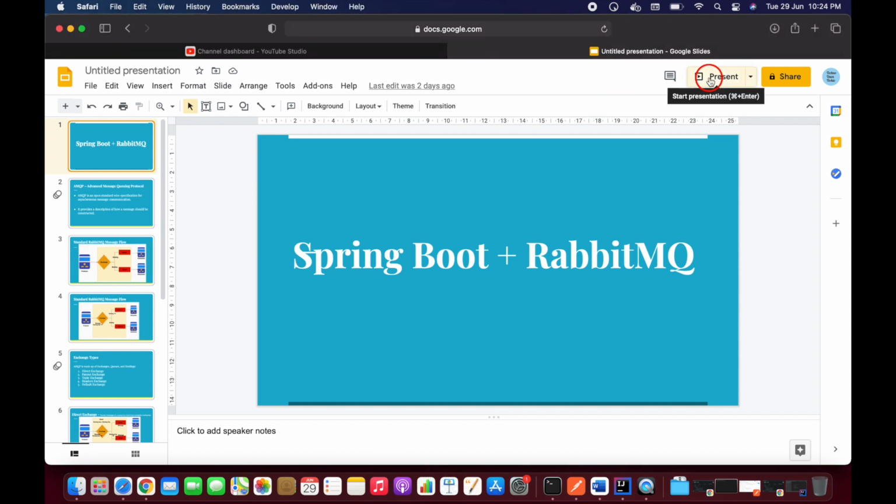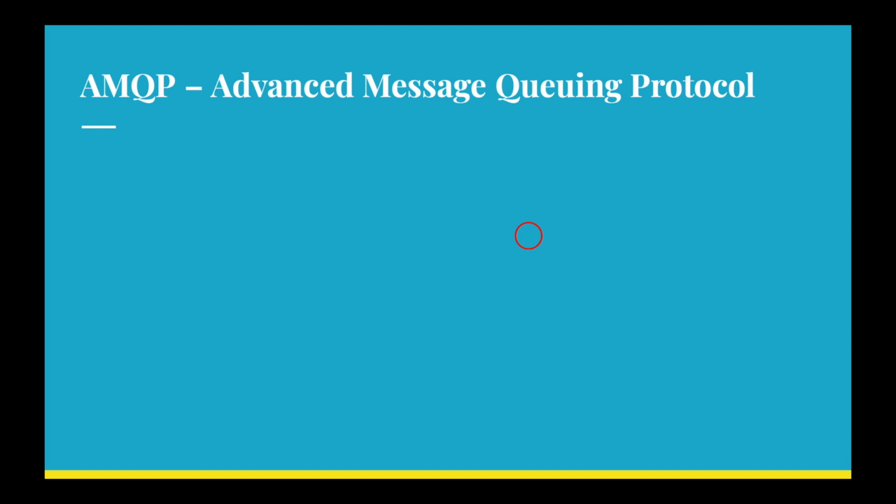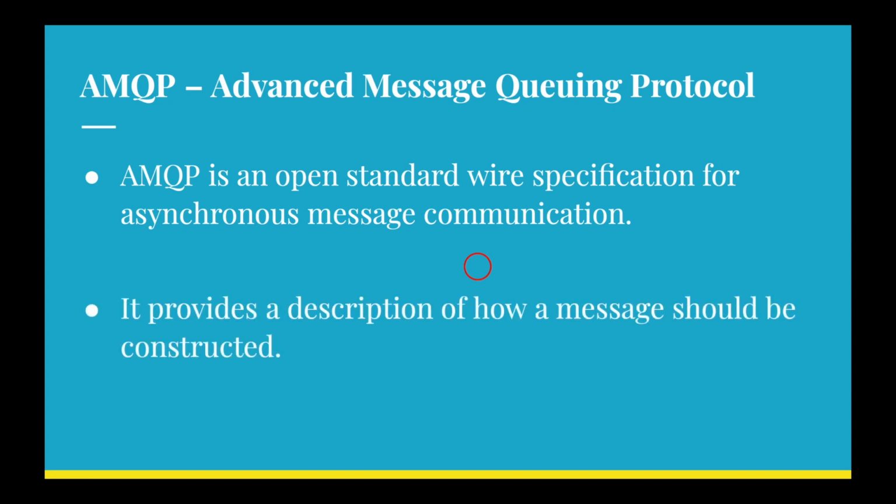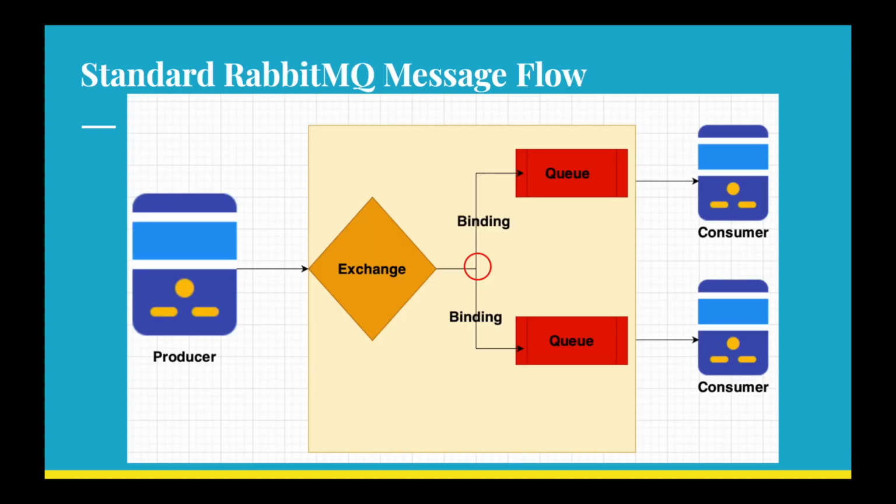Let me open my PPT here. RabbitMQ uses AMQP, that is Advanced Message Queuing Protocol. AMQP is an open standard wire specification for asynchronous message communication. It provides a description of how a message should be constructed. So this is the standard RabbitMQ message flow.